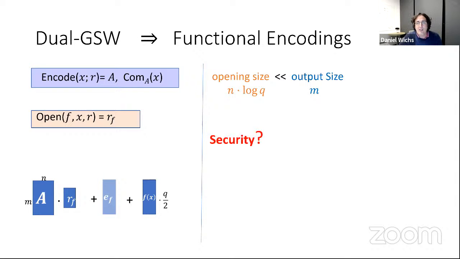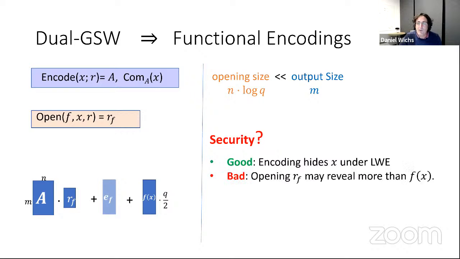But what about security? So the good news is that the encoding hides x under the LWE assumption. That we can prove. But that's not the security property we wanted for functional encodings. There we wanted security to hold even if I open the value of many functions on x, even if I give you the openings to various functions f of x. And here, unfortunately, that's not true. In particular, if I give you some openings to various functions f, if I give you these values R_F, they may reveal more than just f of x. And in fact, there's a simple attack. If I give you enough openings, you can completely recover x. So the scheme is not secure.